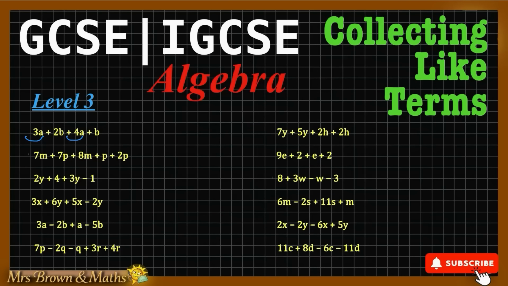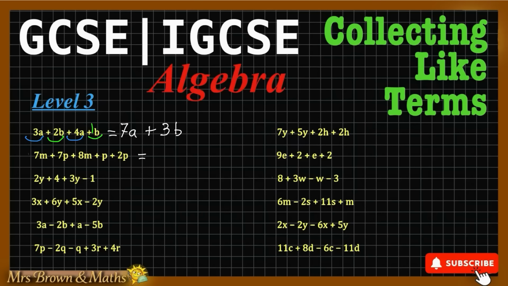Now level 3, mixing different variables. 3a plus 2b plus 4a plus b. Group them. 3a plus 4a is 7a. 2b plus b, which is 1b, is 3b. So final answer is 7a plus 3b.